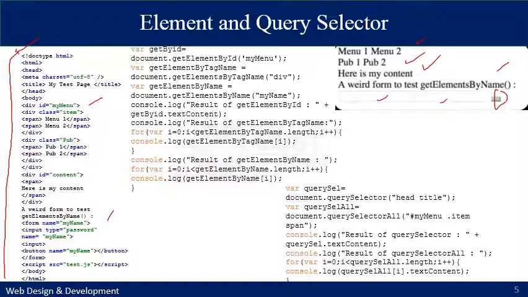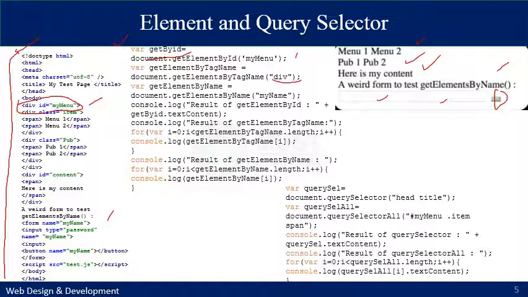So the first method is accessing by ID. It says you can access document.getElementById, and then you give the ID of main menu. So this element will be accessed and stored in this variable. Similarly, you can get elements by tag name, and you can call the method getElementsByTagName and provide the tag div.